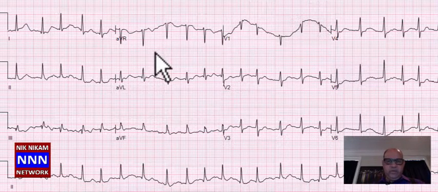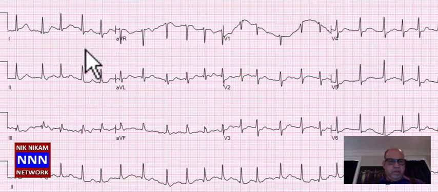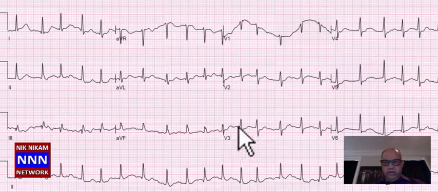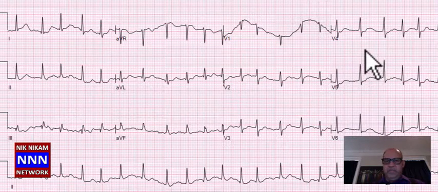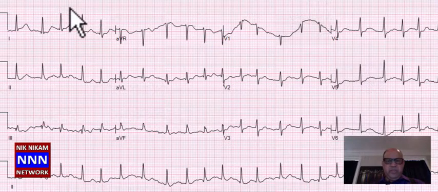All right, okay, this is rapid heartbeat. This rate is like 130. So are the RR intervals normal? No, they vary from cycle to cycle. So I would say this is atrial fibrillation. Okay, let's look at atrial fibrillation.